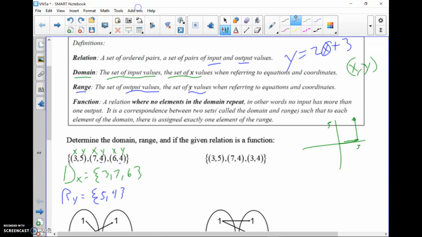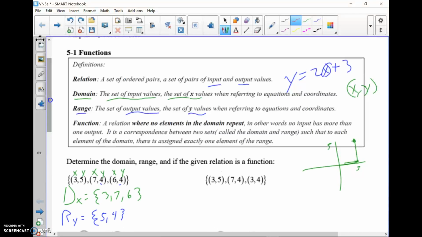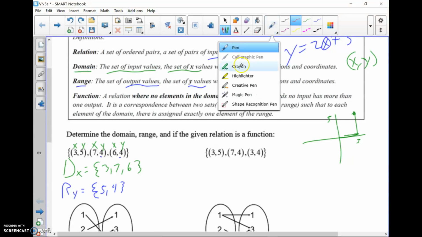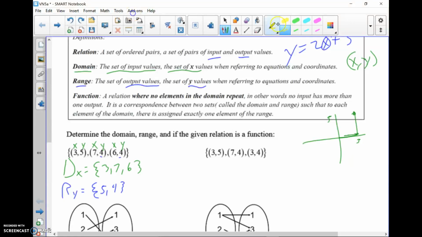And then the next important word here is function. And that's actually what we're talking about, functions. Because these are all relations, but they might not all be functions. So a function is not just a pair of ordered pairs. A function is a relation where no element in the domain repeats. And so if we look at our first ordered pairs down here, our domain was 3, 7, 6. Notice that no number in this domain is used more than once. So yes, this is a function.